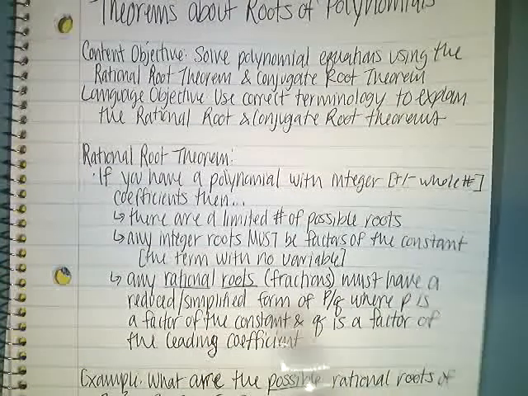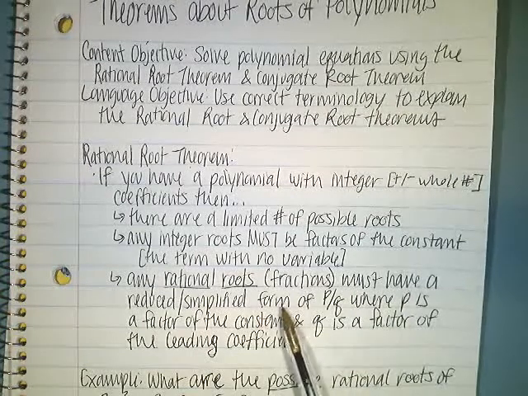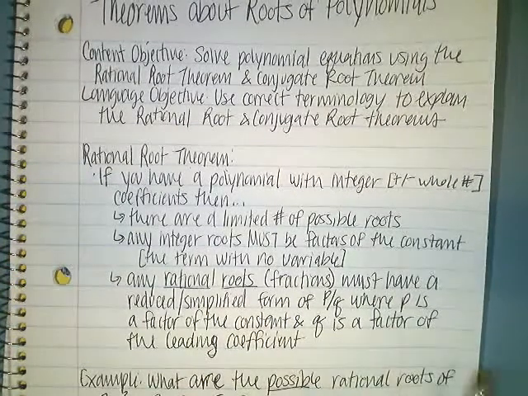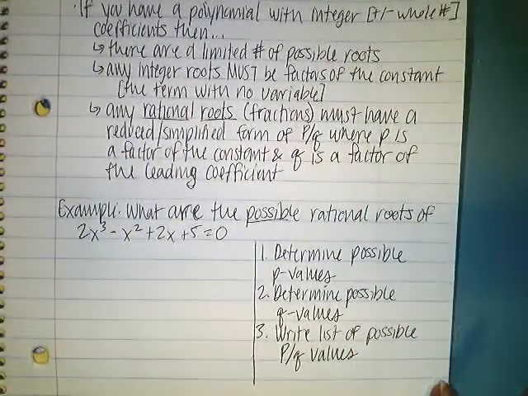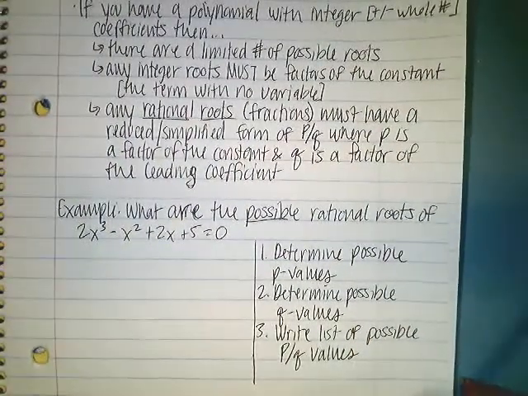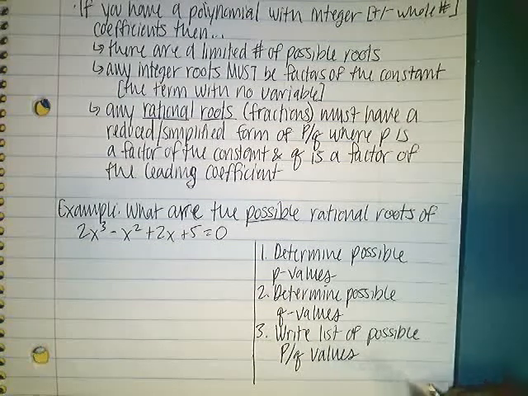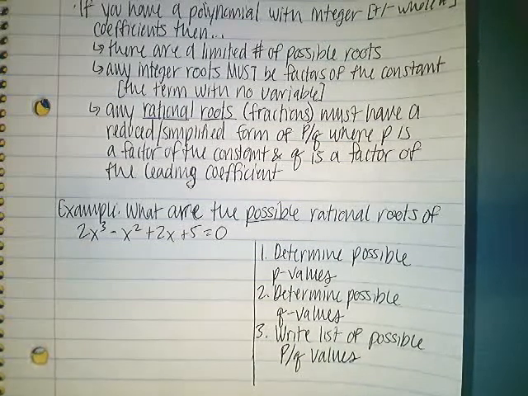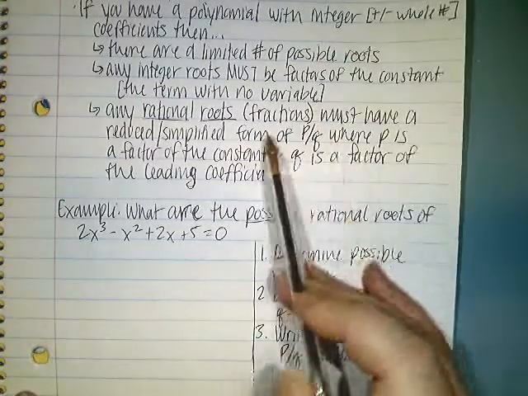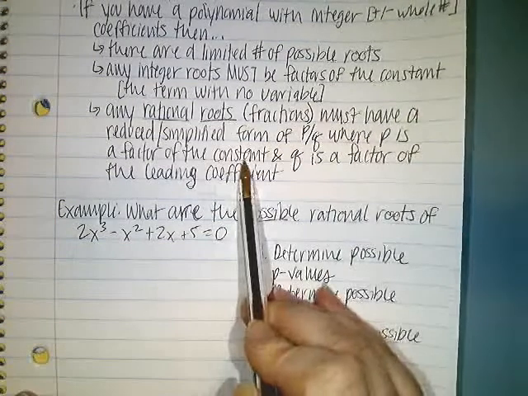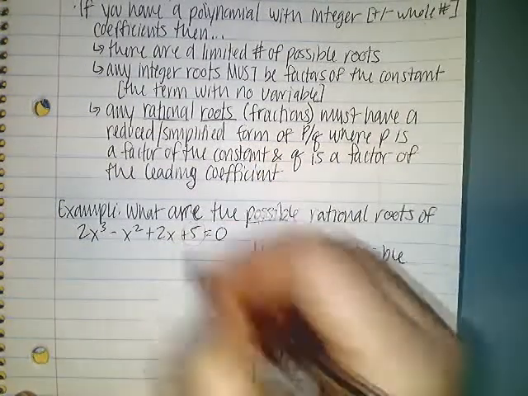I know that's a lot of information to take in and parse out what it means, but let's delve in so you can see a visual of what we're talking about and see if that makes more sense. So our first example asks, what are the possible rational roots of 2x cubed minus x squared plus 2x plus 5 equals 0? First thing we're going to determine is the possible p-values. Our p-values, again, are the factors of the constant. Our constant here is 5.